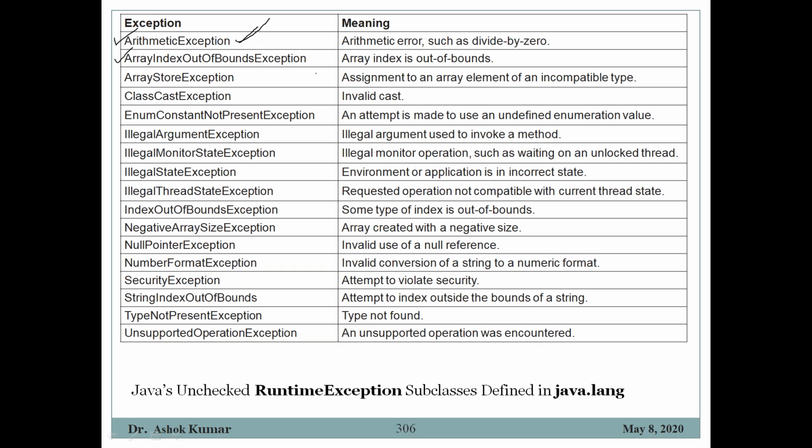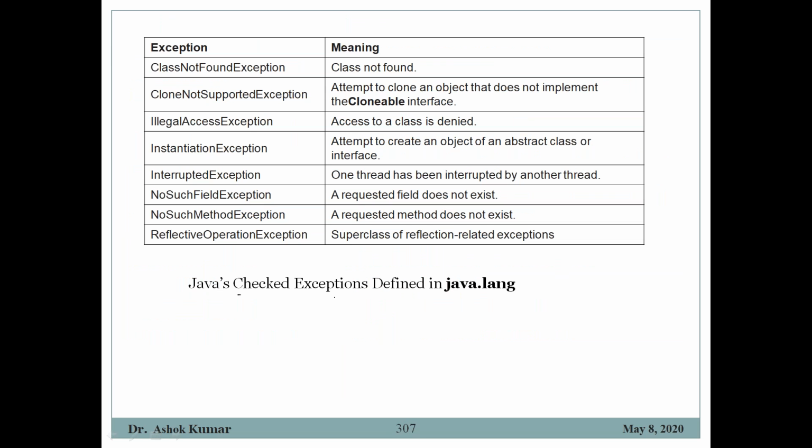Then the second category of exceptions is checked exceptions, and these are of the type shown over here: class not found exception, clone not supported exception, and some more. So these are the checked exceptions. If your program is throwing one of these exceptions, and the compiler notices that one of the methods is throwing any one of these, then it will check that at the time of compilation.